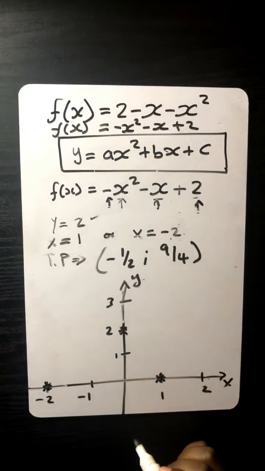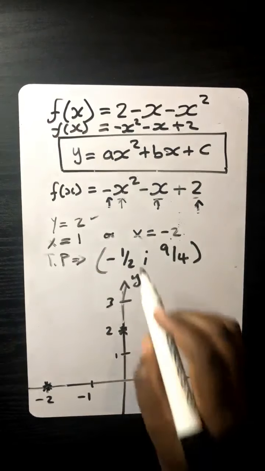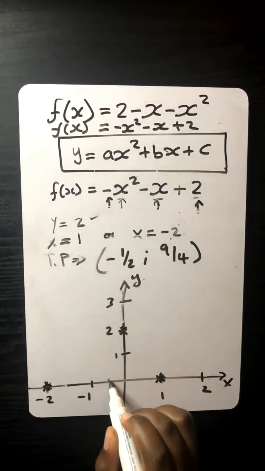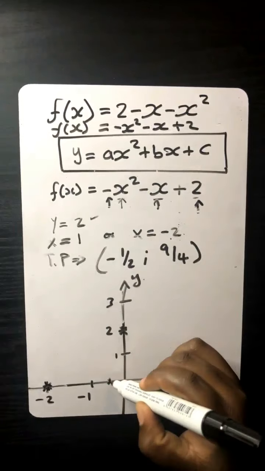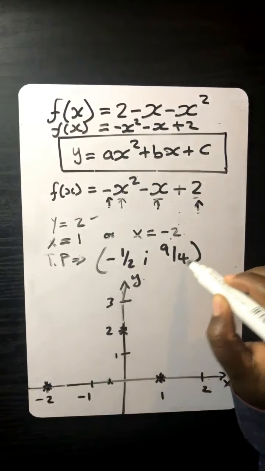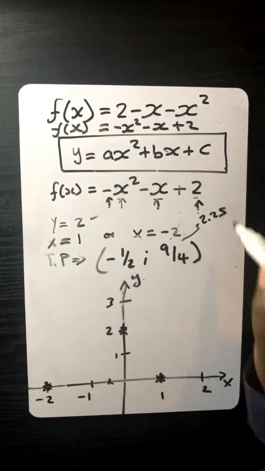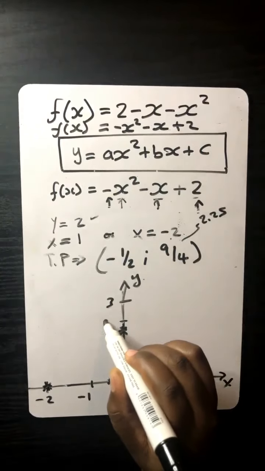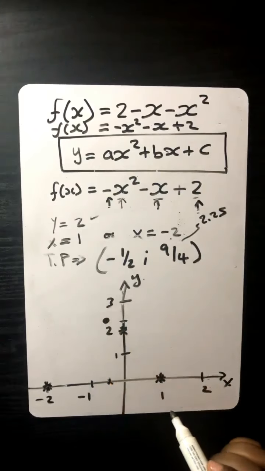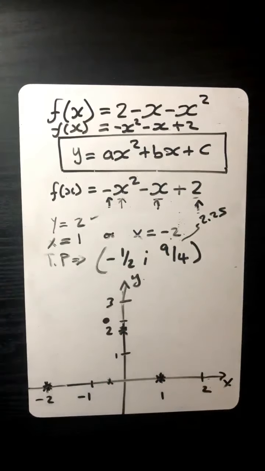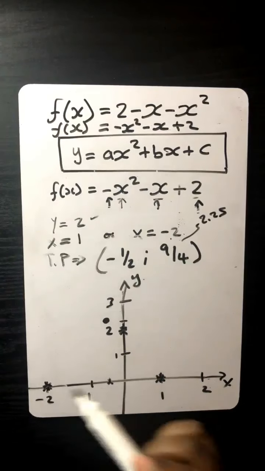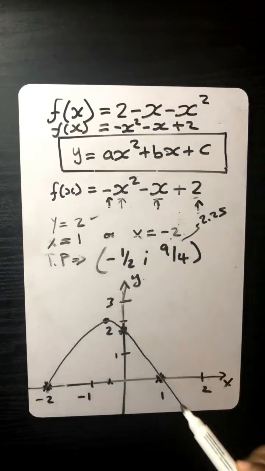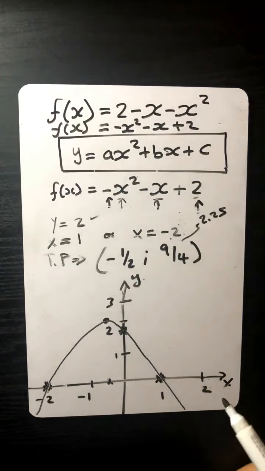What is our turning point? Our turning point, we said that is negative half. So this is a point where you're going to have a negative half, and then that one we said I think is 2.25. So it's just above 2. You can maybe estimate to say somewhere there. So that could be the point over there. So now that you've got your points plotted on the Cartesian plane, you just join by freehand your graph. So this is how it looks.